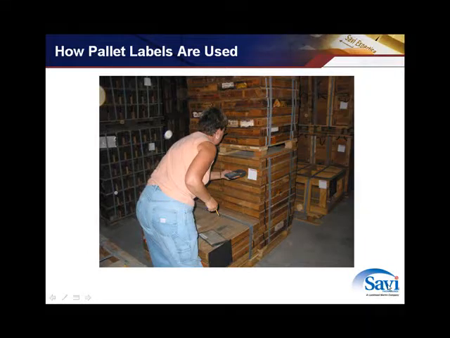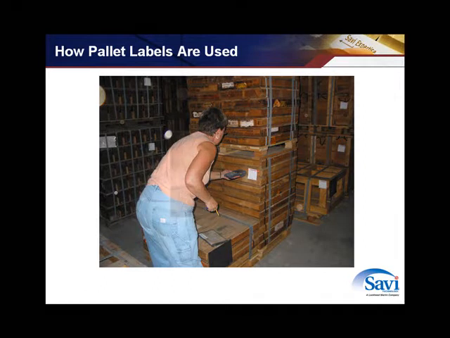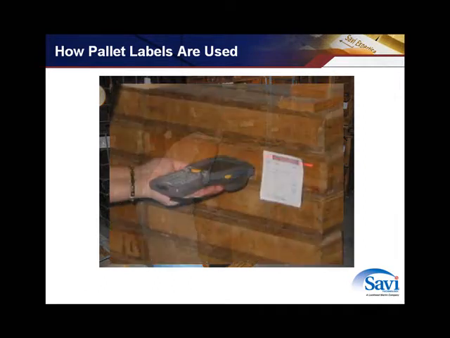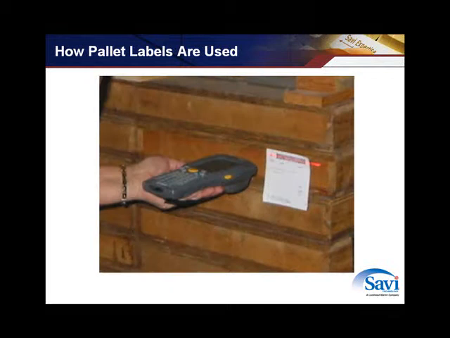Pallet labels are placed on pallets to identify what's on those pallets. The pallet labels can then be scanned by a portable scanner in order to collect data for inventory, pick, stuff, receipt, and location change operations.